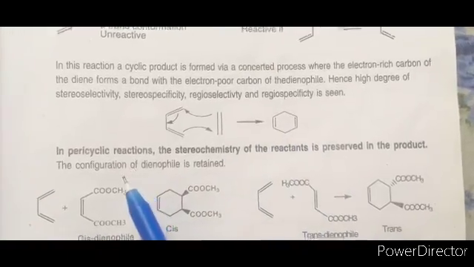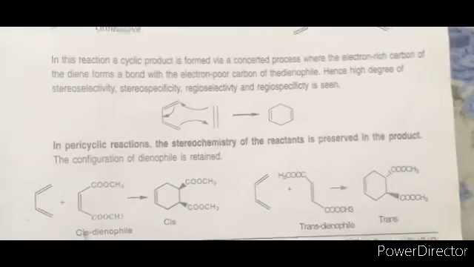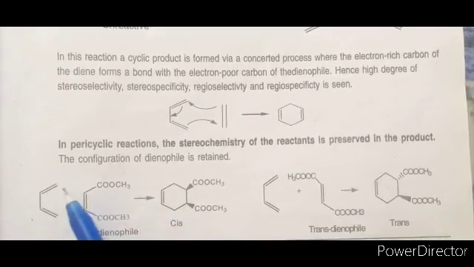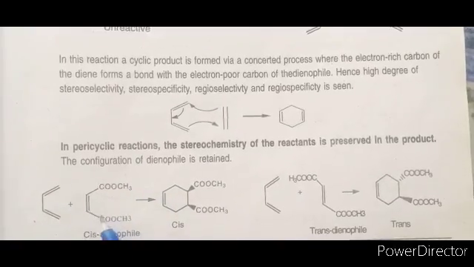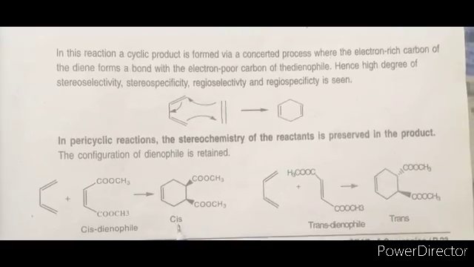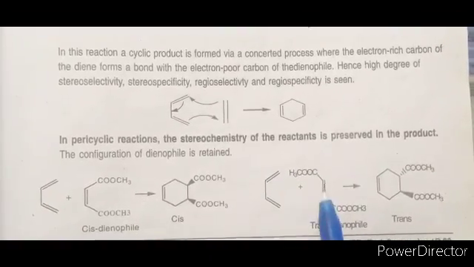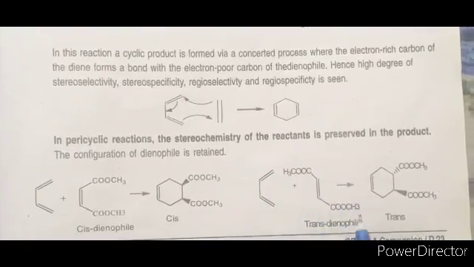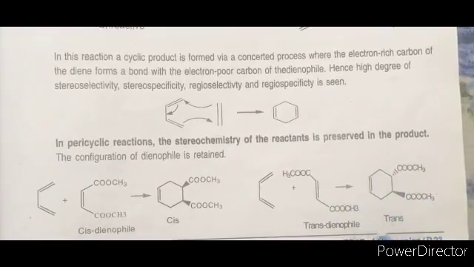Now what is the stereochemistry of the reactant and the product? Okay, now if you have a cis dienophile, say this is your cis dienophile, so the product will be cis. Okay, if this is a trans dienophile, as you can see this is a trans dienophile, so this is CO2Me, CO2Me. So what should be the product? The product will retain this trans conformation.